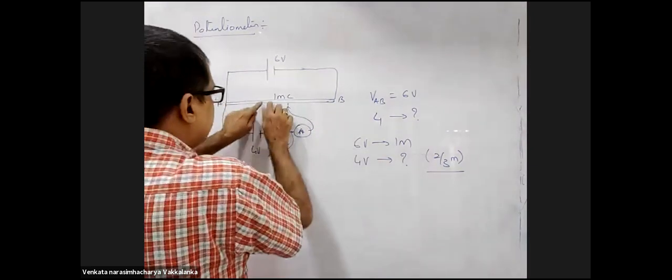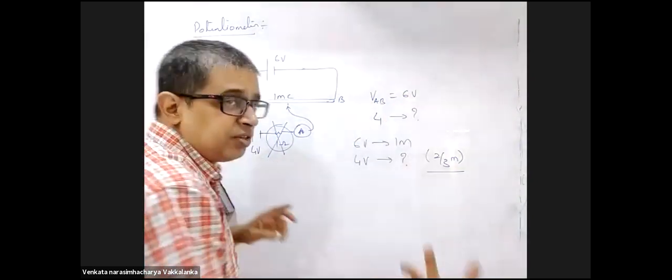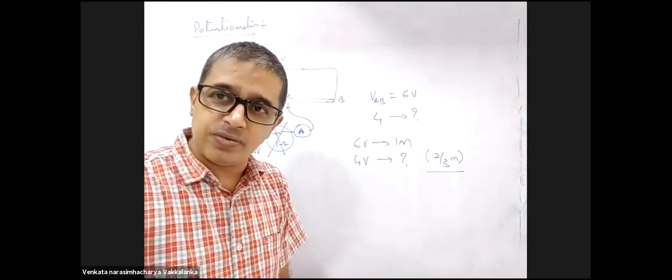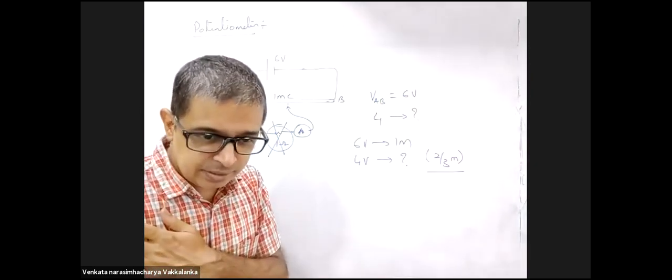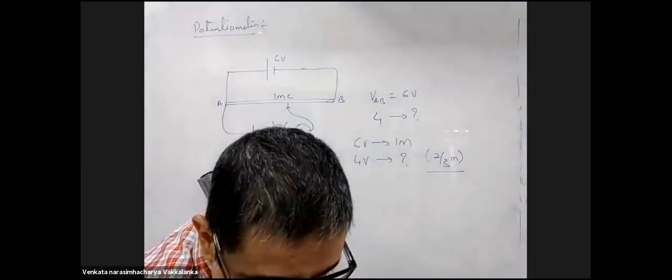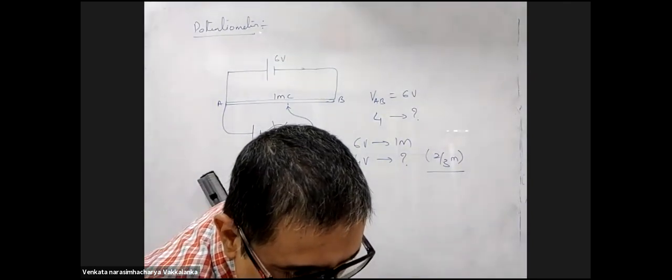If by chance they gave resistance to this wire, then potential difference across AB would not be 6. You will calculate the current. I into R will be the potential difference. Agreed? Yes, sir. Will you solve the next? Yes, sir.